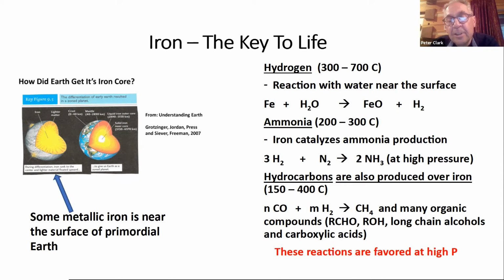So now hydrogen and nitrogen reform ammonia at very high pressure, and hydrocarbons are also reformed on iron surfaces in a branch of chemistry known as Fischer-Tropsch chemistry, and you can produce a vast array of different organic compounds, and all of these reactions are favored at high pressure. Next slide.